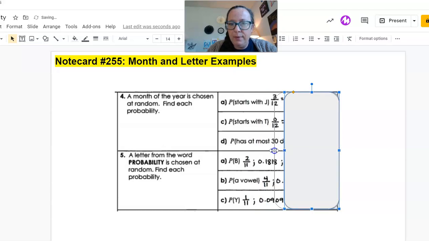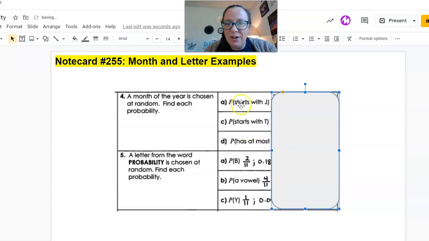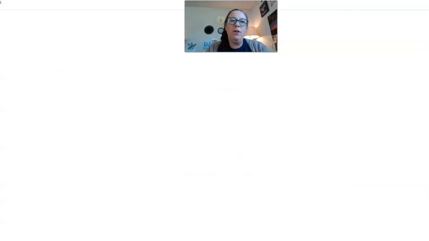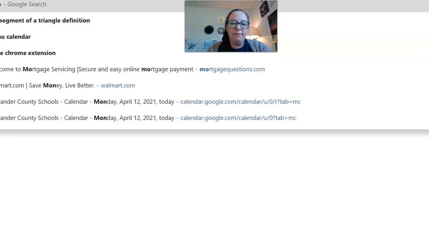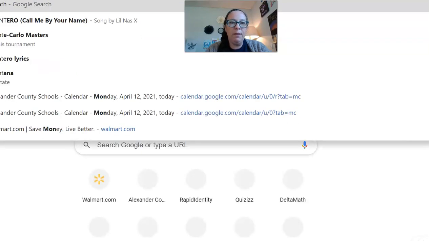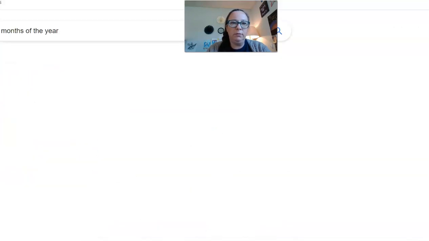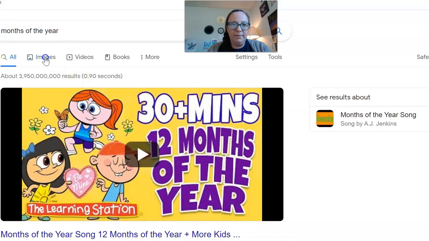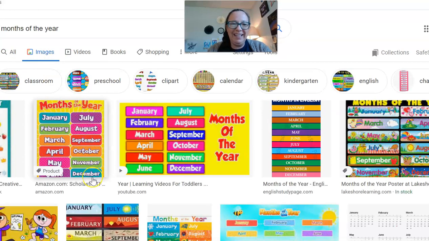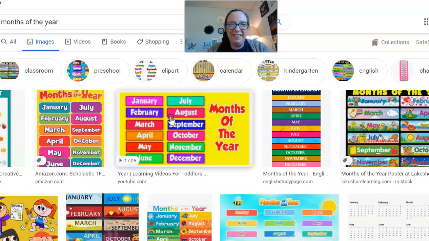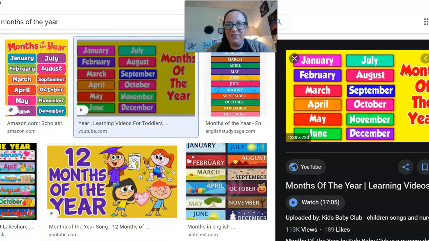All right. So the probability that the month starts with a J. So I'm going to look up, I know we know the months of the year, and I know we can count this, but I know that a visual will help. Months of the year. Okay, here they are, right here. Here's the months of the year.